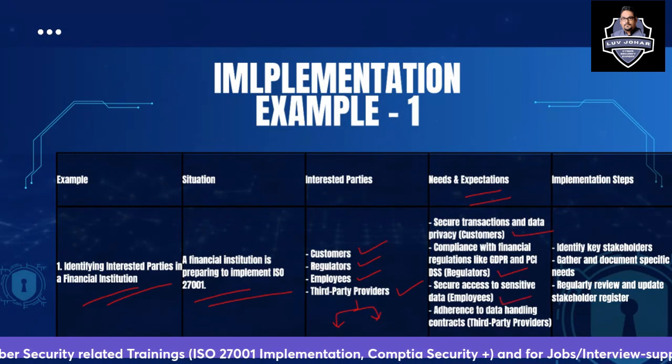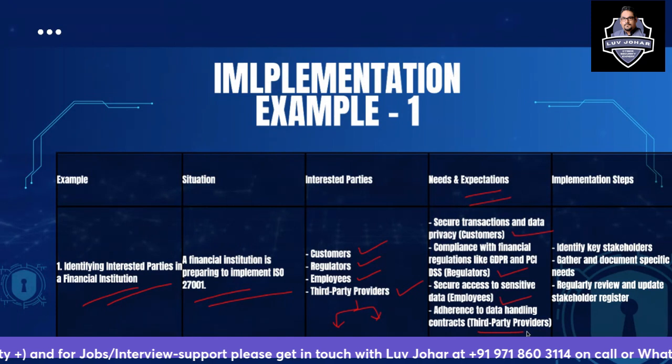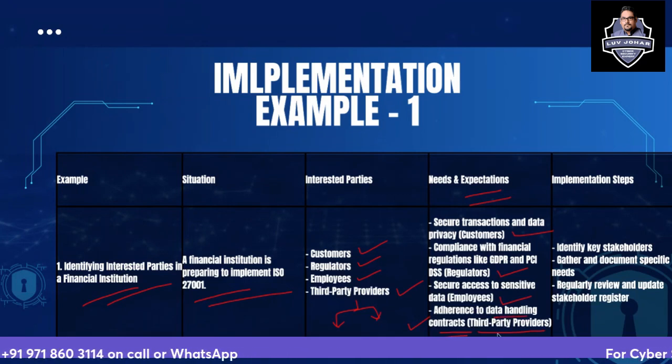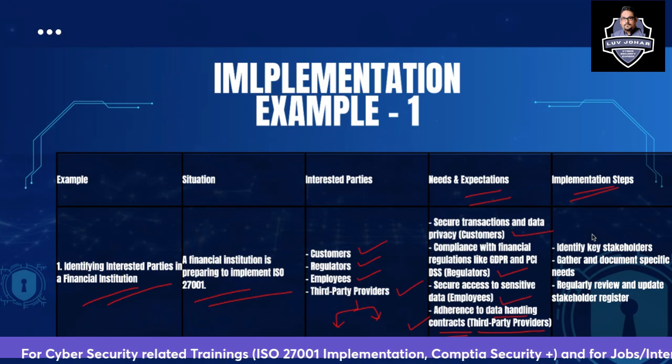Employees need to make sure that all access to sensitive data is secured, so that there is proper accountability of who is accessing what in terms of information, right? After that, you have third party providers' needs and expectations also, where they want you to make sure that you have proper contracts in place and adherence to data handling. It is basically laid out in the contracts how the data will be handled, because here we are dealing with personal data, right? So now coming to the implementation steps, how basically you implement this clause.